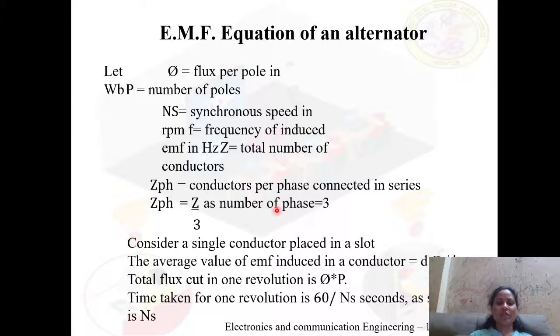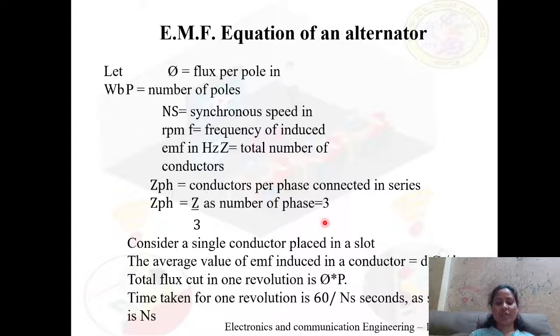Next, let us discuss the EMF equation of an alternator. In order to derive this, let us consider the related parameters: the flux developed in each pole as phi, the number of poles as P, Ns as the synchronous speed of the rotating magnetic field, f as the frequency of the induced EMF in hertz, and Z as the total number of conductors.